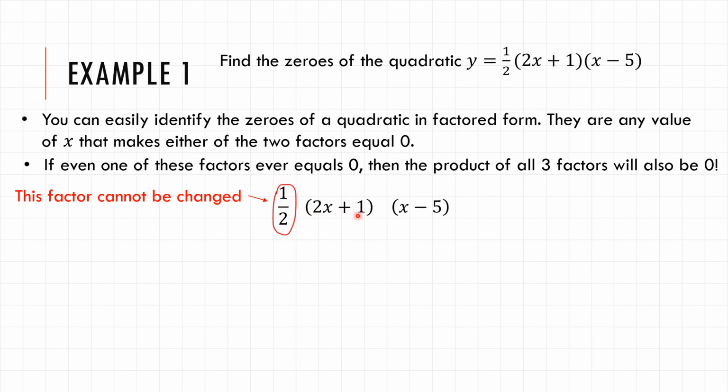So let's look at 2x plus 1. Actually, you know what? That one's a little bit tougher. I'm going to focus on x minus 5 first. So what value of x will make this 0? I think it's pretty obvious that it's 5, right? 5 minus 5 is 0. So that's one of our solutions.